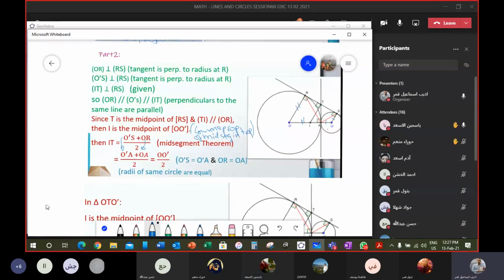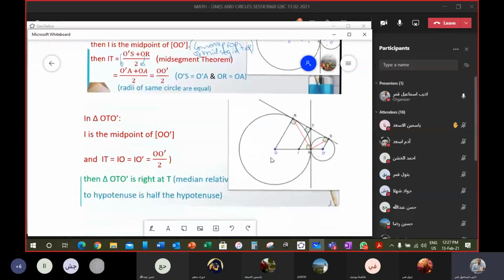راح تشوفوا الحل هون قدامكم. فإذا in triangle OTO prime we have I is the midpoint of OO prime and IT صارت ال IT بتساوي لل IO بتساوي لل IO prime equal OO prime over 2. Then triangle OTO prime is right at T. Converse property of median relative to hypotenuse أو median relative to hypotenuse is half the hypotenuse. Okay. هيدا كان exercise 19. Okay. يعطيكم ألف عافية. I'll stop recording now.